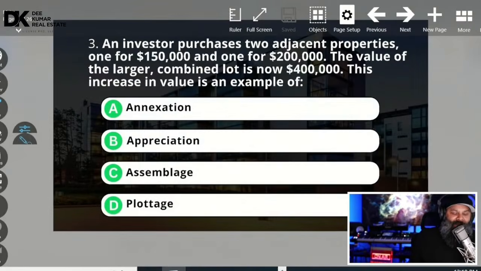Question number 3. An investor purchases 2 adjacent properties, one for $150,000 and one for $200,000. The value of the larger combined lot is now $400,000. This increase in value is an example of what? Letter A, annexation. Letter B, appreciation. Letter C, assemblage. Letter D, plottage.